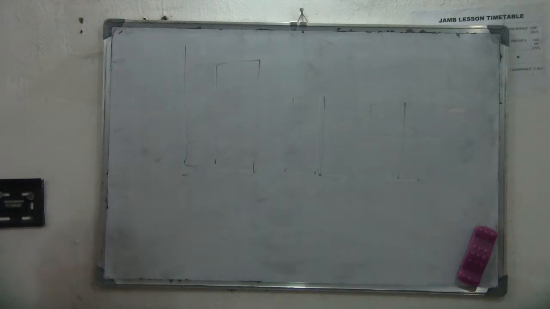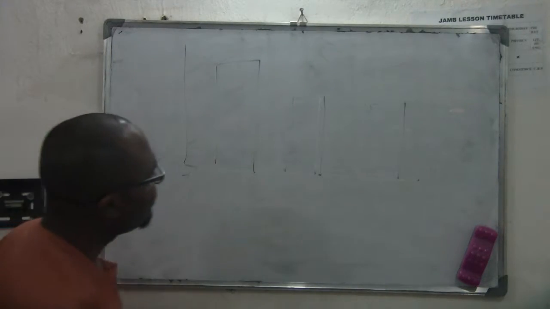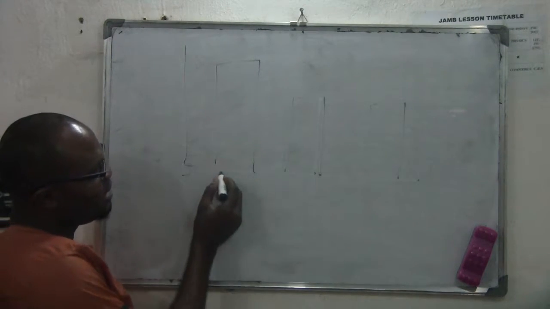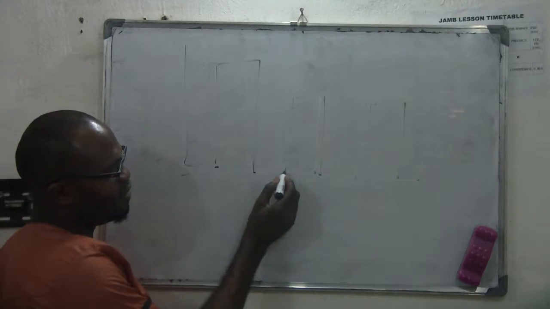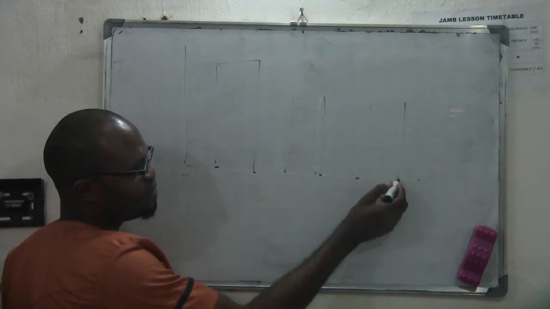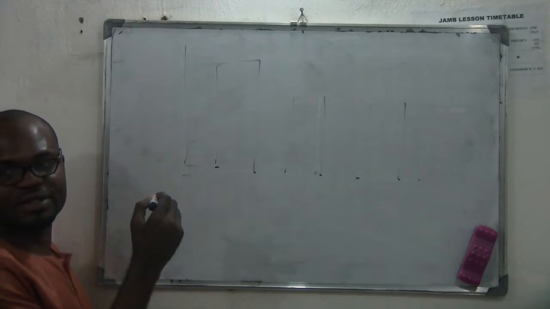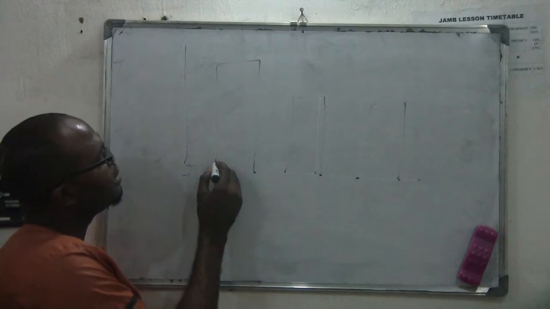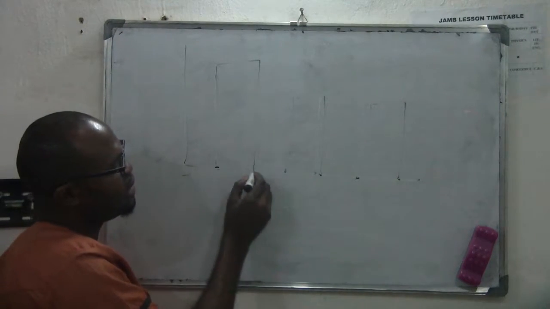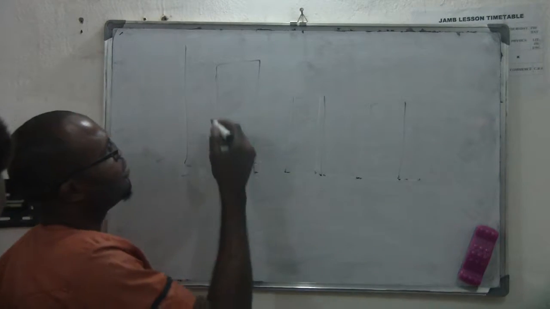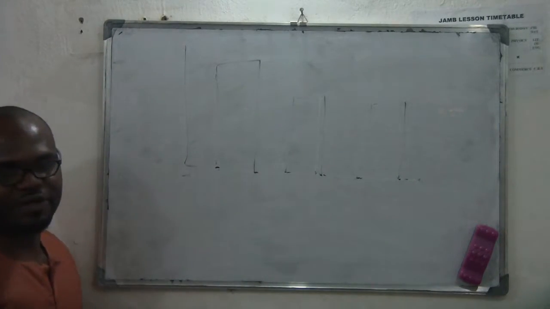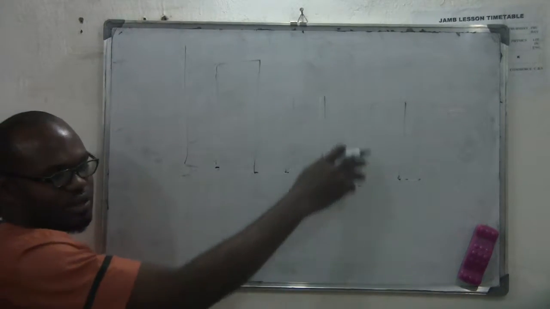Is that clear? The distance from here to here is the same for all of them. Can you see it? The distance from here to here is the same, but their height is different. Their height shows you the quantity.